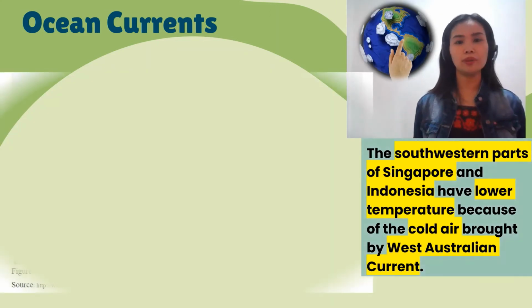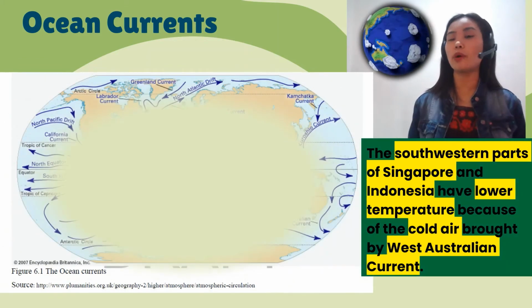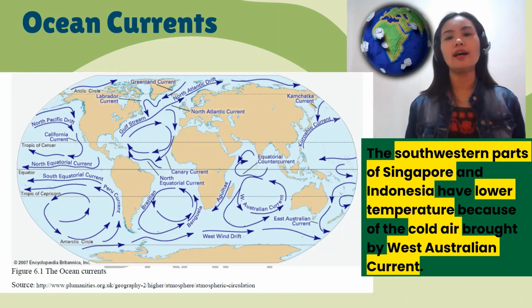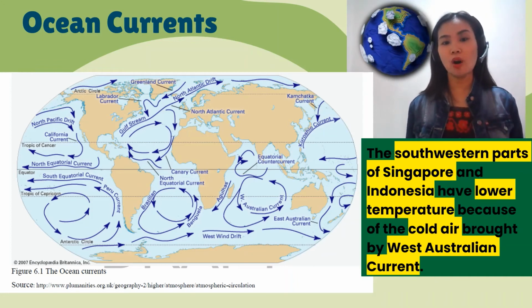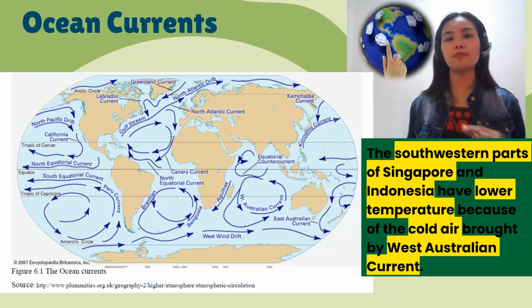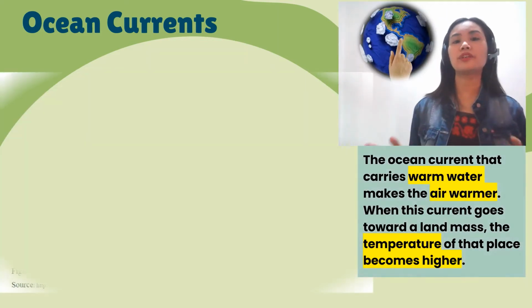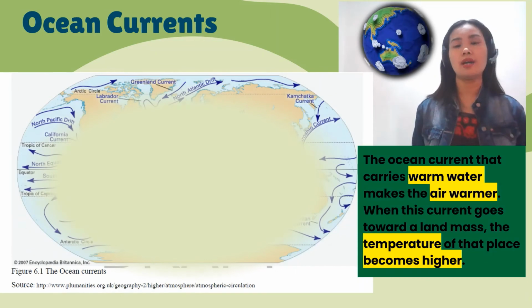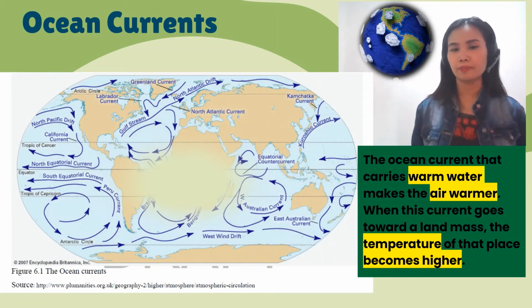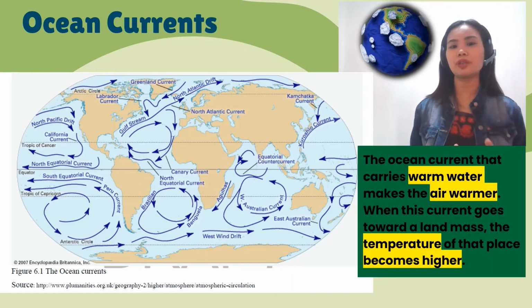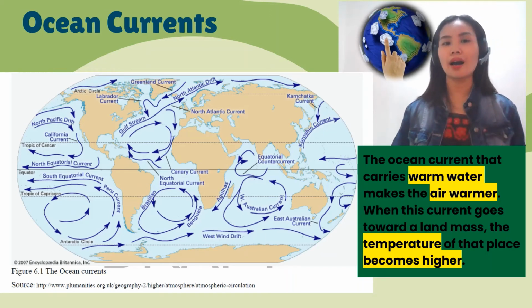For example, as you can see in figure 6.1, the southwestern parts of Singapore and Indonesia have lower temperature because of the cold air brought by West Australian current. The ocean current that carries warm water makes the air warmer. When this current goes toward a landmass, the temperature of that place becomes higher.